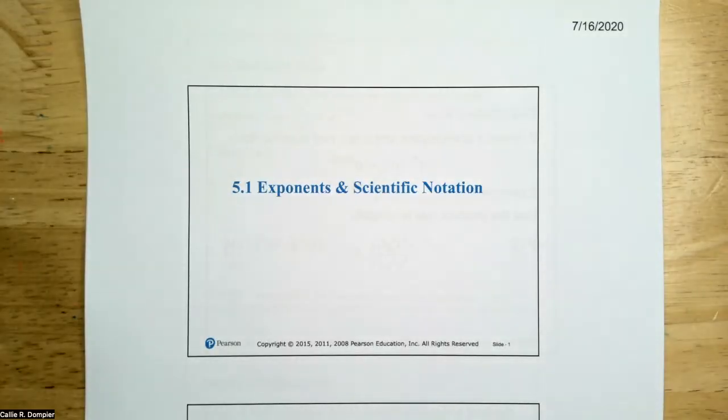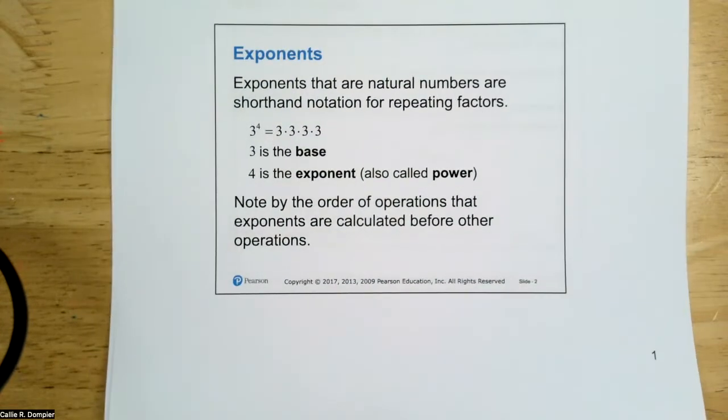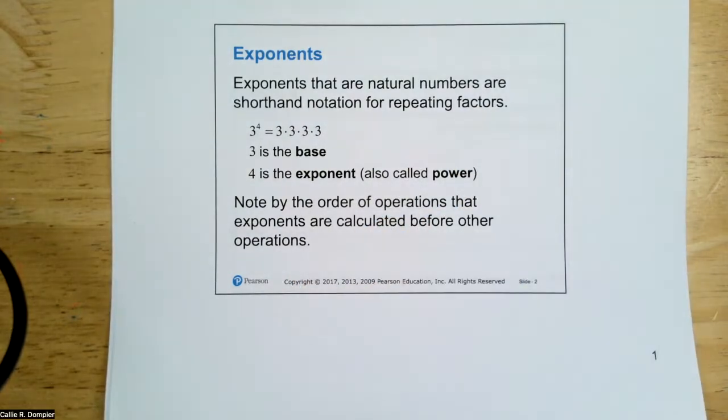All right, 5.1, we are talking about exponents and scientific notation. Now, exponents are in fact just a shortcut to multiplication. Exponents that are natural numbers are shorthand notation for repeating factors. And remember, when you hear the word factors, think multiply, right? Factors are things you multiply together to get your product.